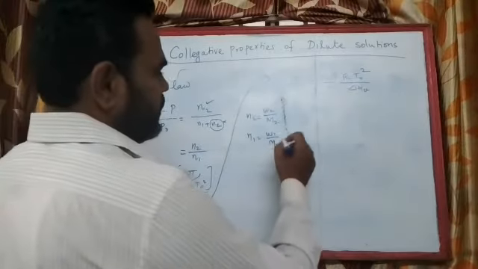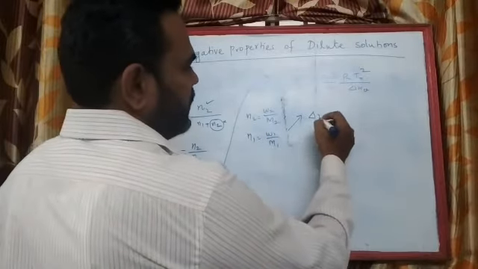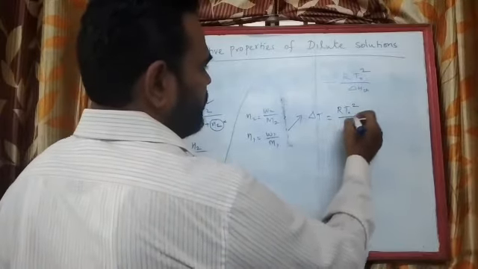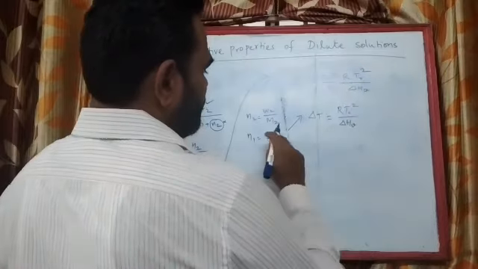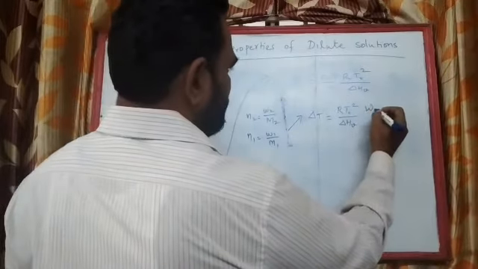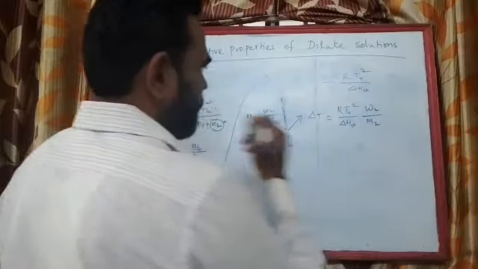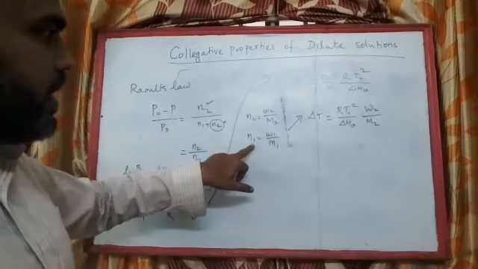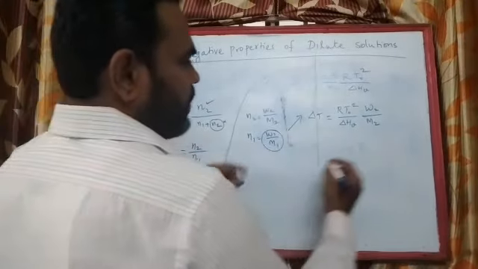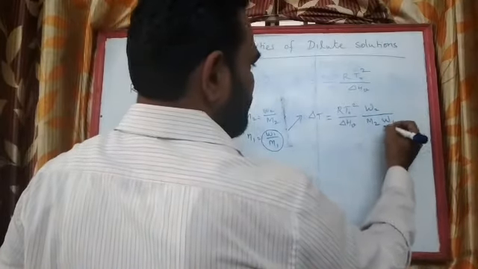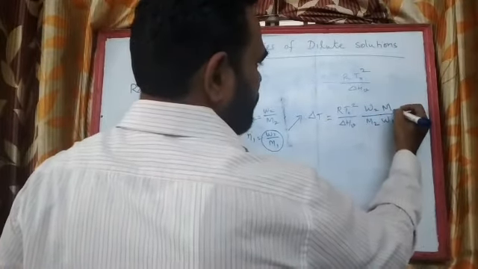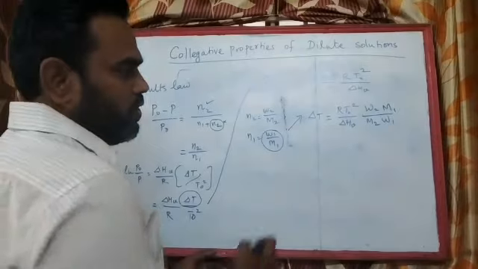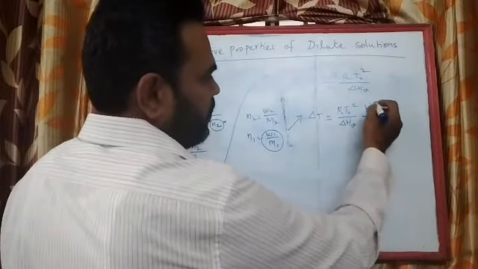So let me substitute this in this equation. So delta T becomes R T0 squared by delta HV. And instead of N2, I write W2 by M2. Instead of N1, let me write W1 by M1. So this becomes W1 by M1, M1 goes to the numerator. So what is this? W2 by M2?